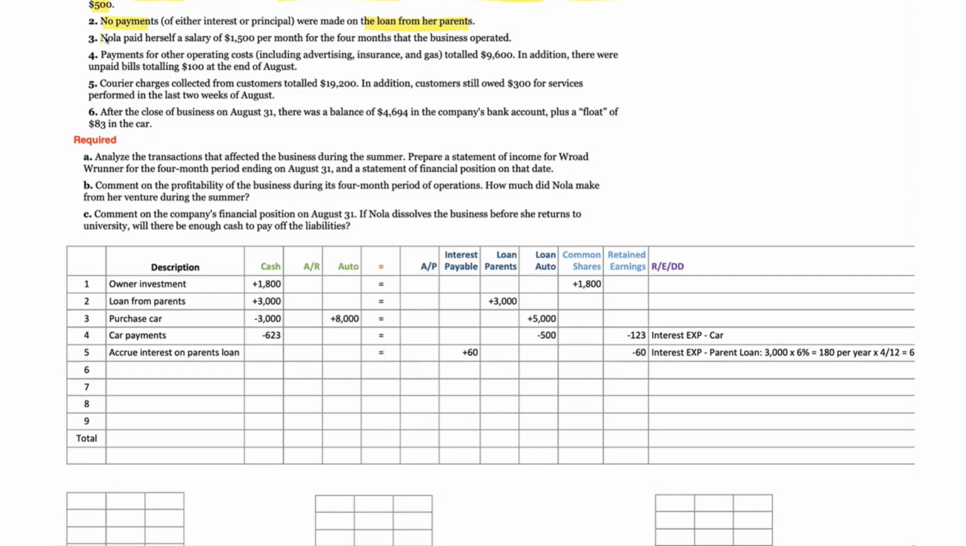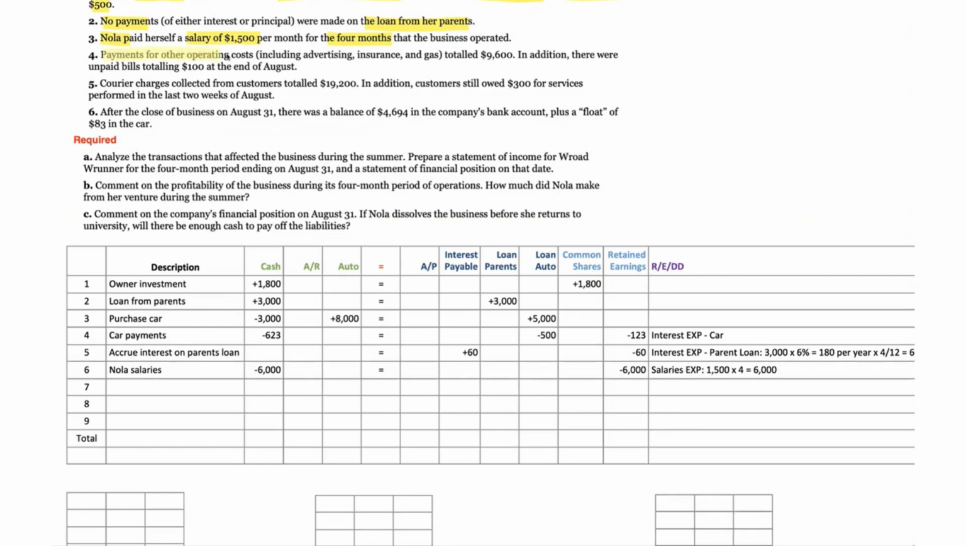So the next one, Nola paid herself a salary of $1,500 per month for 4 months. Nola salary. How's that going to look? How are we going to record that? Minus 6,000 from cash. Excellent. Minus 6,000 from cash, right? And what is the other piece? On the other side, it should be in retained earnings. Minus. Excellent. And we'll call this salaries expense, right? One question, why is it 6,000? Because she pays herself $1,500 per month, and she was in business for 4 months.